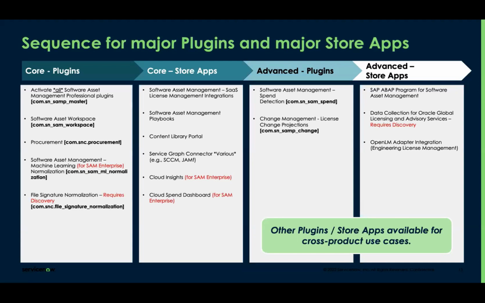On the advanced side, you'll see things like software spend detection, license change projections, and then in the store apps, the SAP ABAP program and the Oracle program, which requires discovery. Those are definitely more advanced capabilities and features. Not to say you couldn't have them when you're starting out, but typically for most of our customers, these are things they'll start tackling once they get a good understanding and foundation within their SAM program, utilizing software asset management Professional or Enterprise, depending on what you bought.